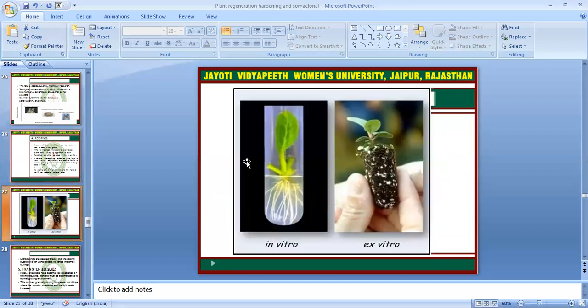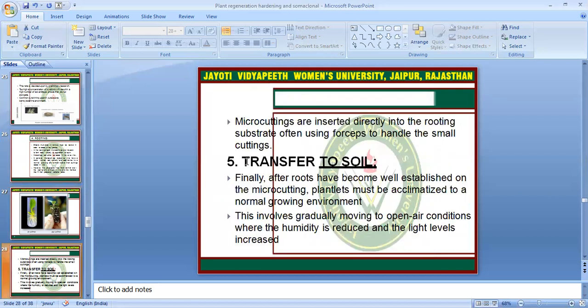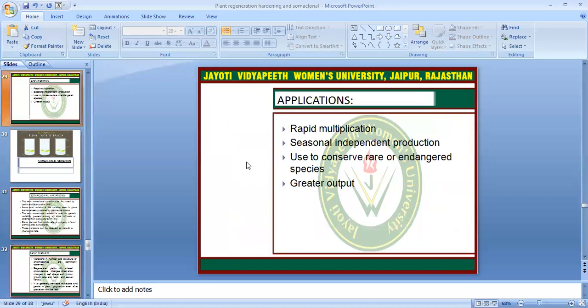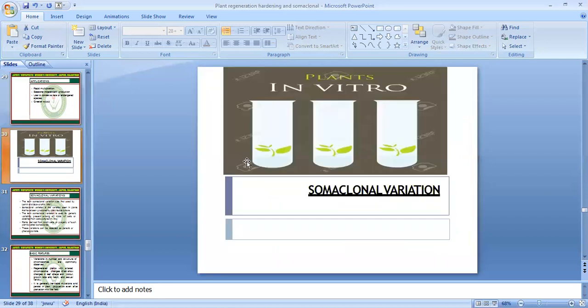This is the in vitro rooting, and then transfer to the soil means hardening. So finally, after roots have become well established on the micro-cutting, plantlets must be acclimatized to a normal growing environment. This involves gradually moving to open air conditions where the humidity is reduced and the light levels increased. Applications are rapid multiplication, seasonal independent production, and conservation of rare or endangered species with greater output.